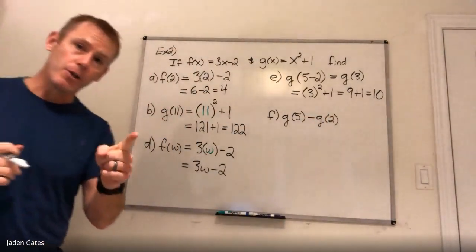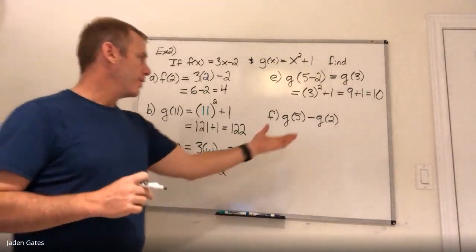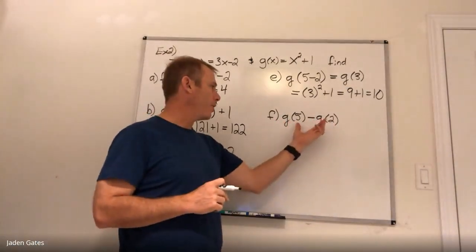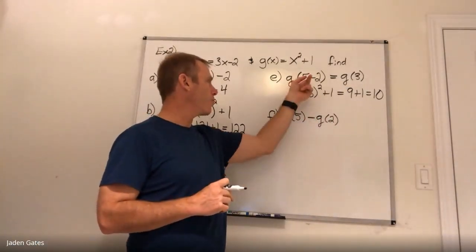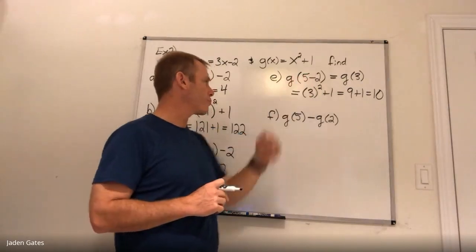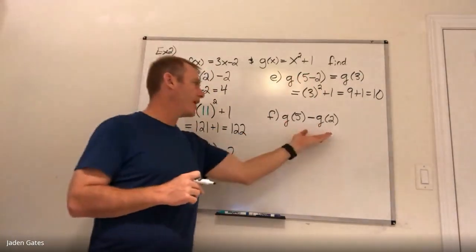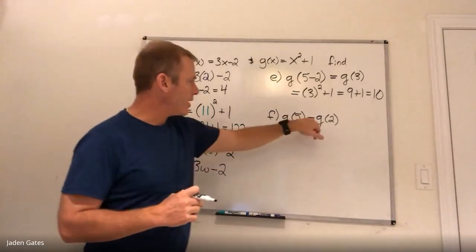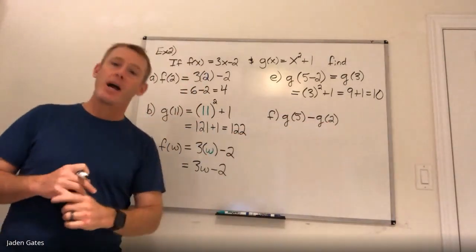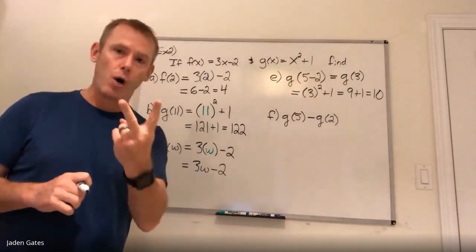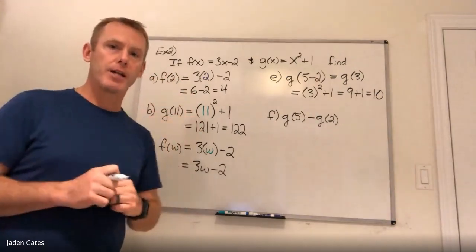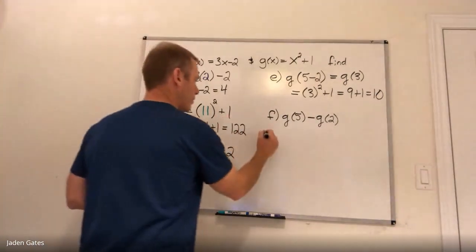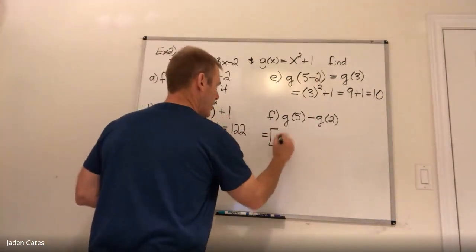So similar but different. These are separated into two separate functions, where here this was just one function where I could do the subtraction inside. That's not the case here. What g of 5 minus g of 2 is saying is, I have to substitute into the g equation twice, then subtract the answers. And so what I end up with is I've got g of 5 here.